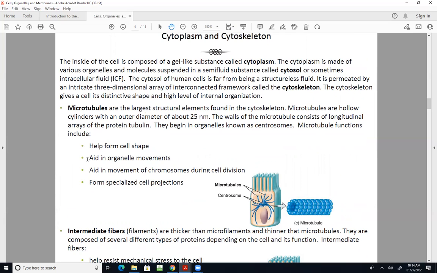What do they do for us? In other words, they help form the shape of a cell. They help with moving organelles. What they're probably best known for is number 3, aiding in the movement of chromosomes during cell division, and they help with forming specialized cell projections. I'm going to talk more about these here on this bullet.